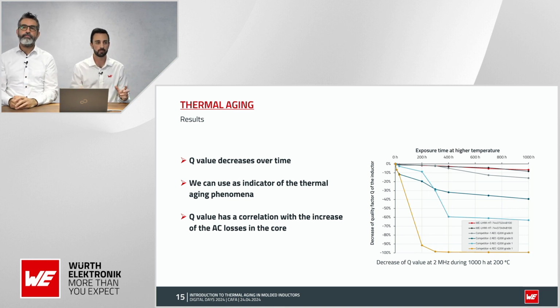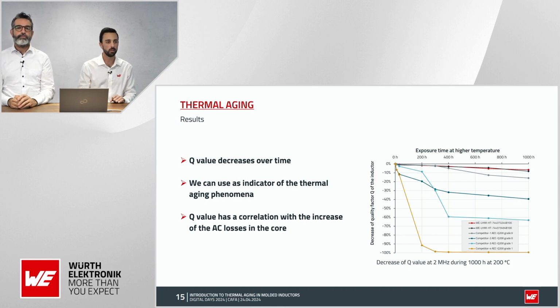And fortunately, we have this Q value, and this Q value is a representation of the total amount of energy you can store per cycle versus the energy lost per cycle. So in a perfect inductor, it would be an infinite value because you would be able to store an infinite amount of energy with zero losses. In reality, it doesn't work like that. We have all kinds of losses we have previously explained, but the higher the Q, the better the inductor, the more ideal it is, and the lower the losses we have.